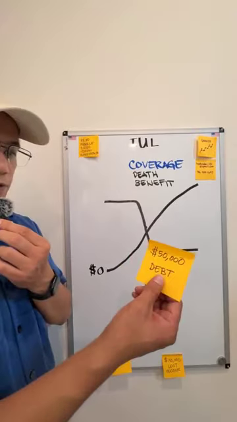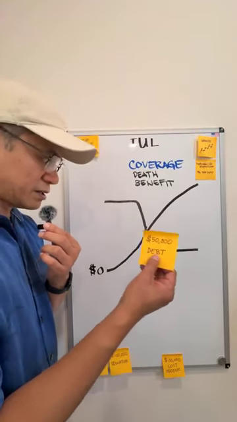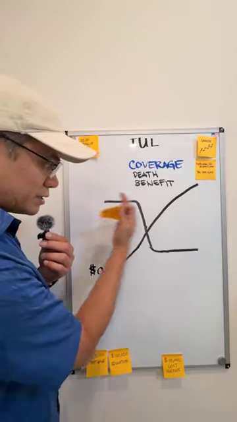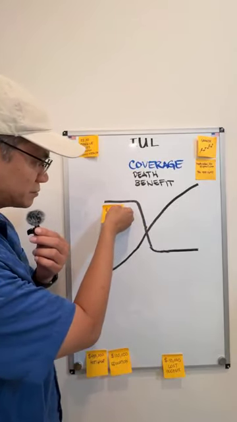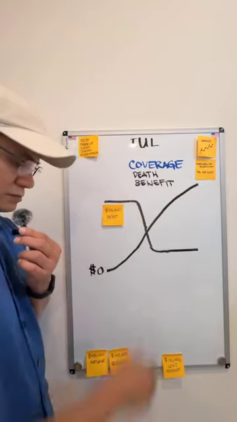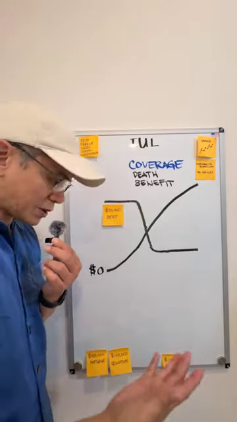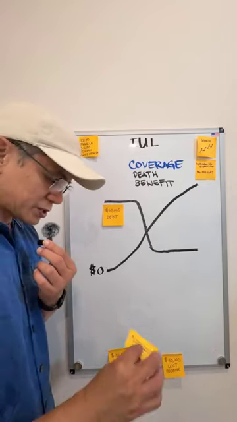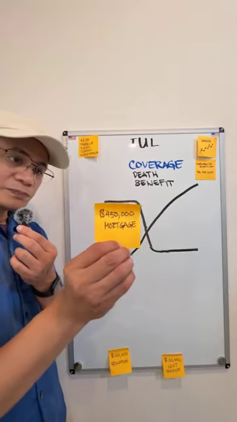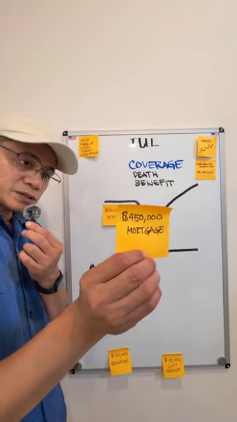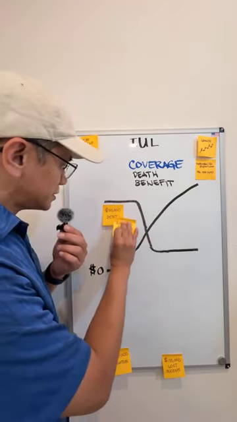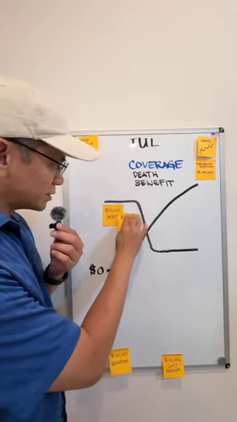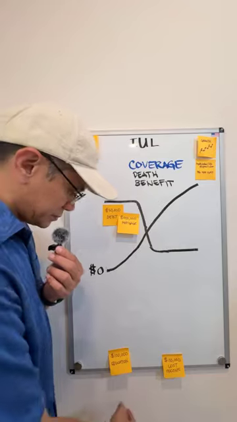She has $50,000 of debt that has to be paid off. I'm going to put that in this side of the X curve, and I'll tell you why later. Then she has a mortgage that she's paying down. There's $450,000 remaining in her mortgage. I'm going to put it on this side of the X curve as well.